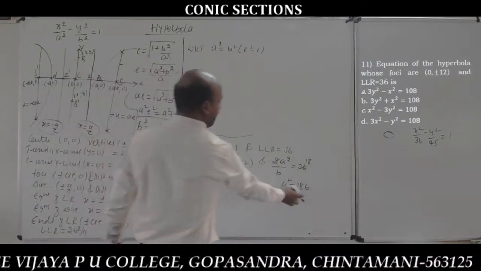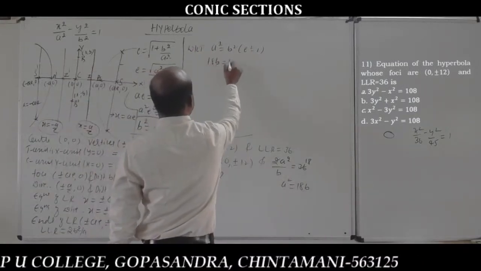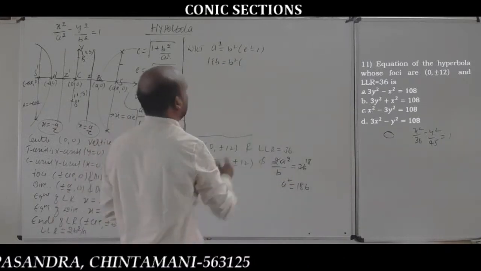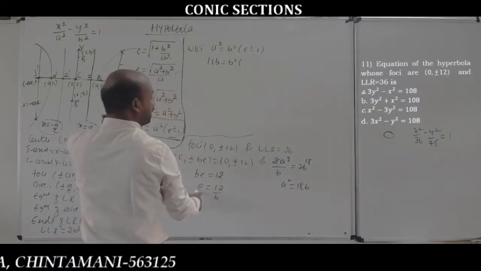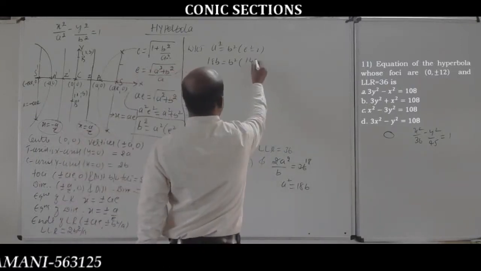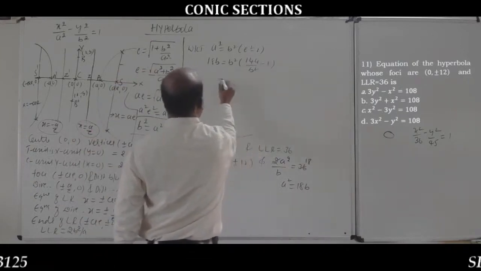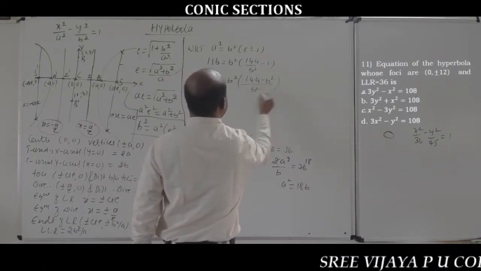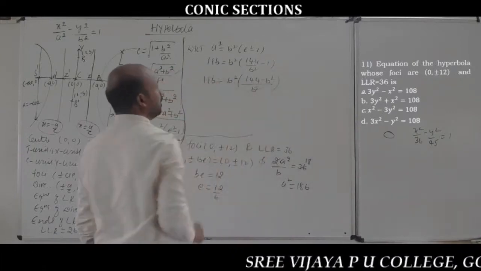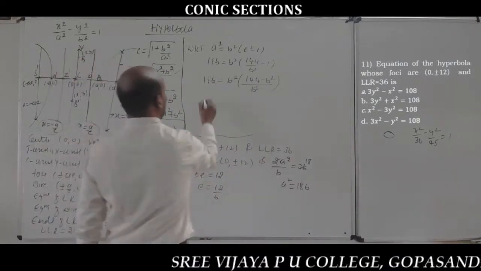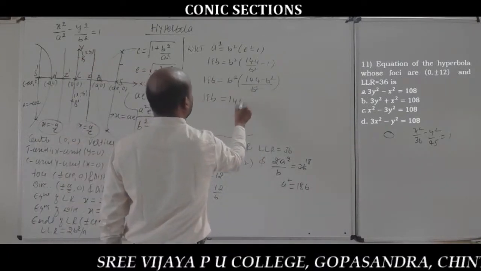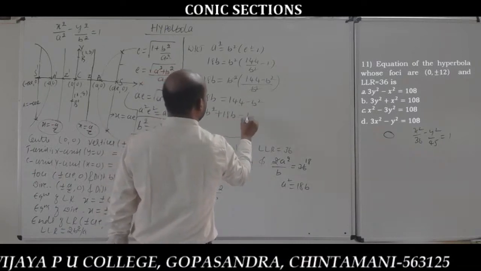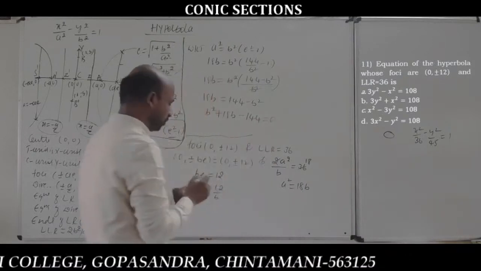Okay, a square is 18b, b square. So here this value we take as 12 by b. So b square e square is 144 by b square, 144 by b square minus 1, that is b square, 144 minus b square by b square, this is 18b. Okay, so the equation becomes 18b equals 144 minus b square, plus 18b minus 144 is equal to 0.